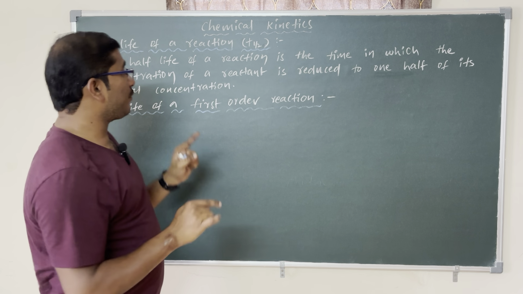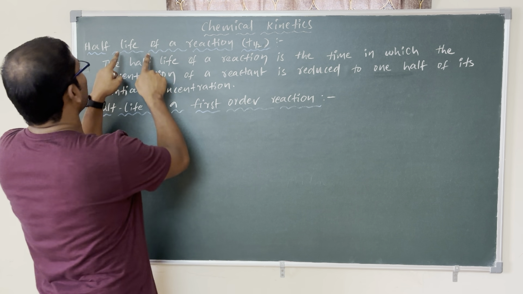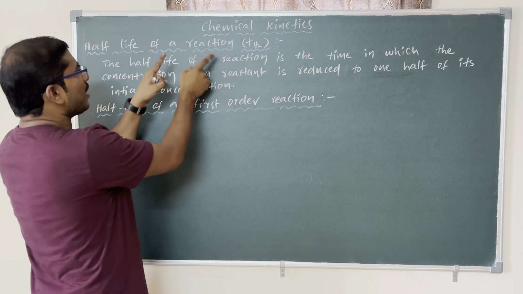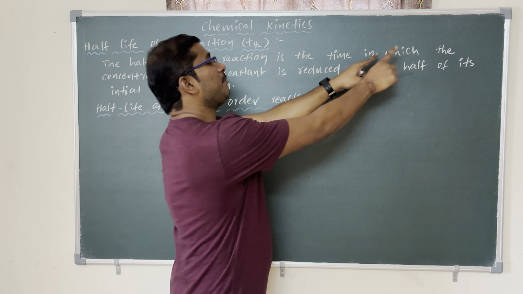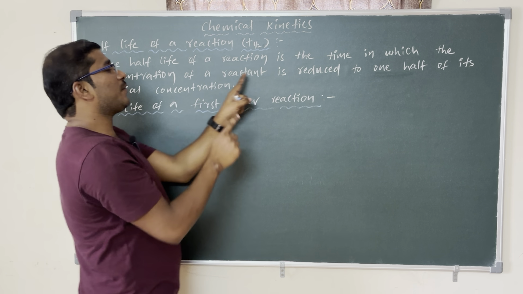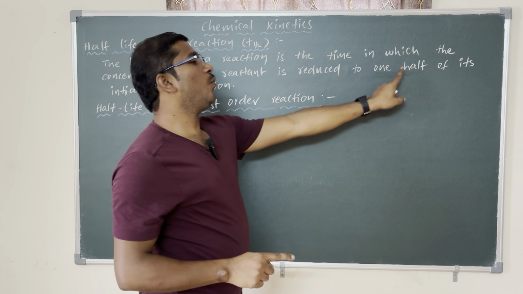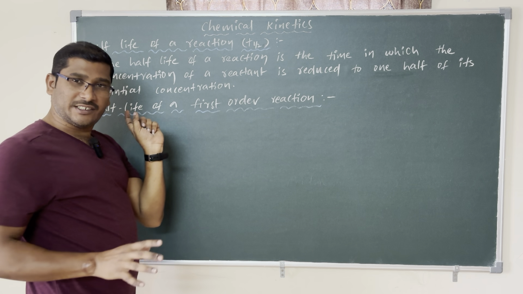Now, coming to the half-life of a first order reaction. In the previous video we discussed the half-life of a reaction very clearly. What is the half-life of a reaction? The half-life of a reaction is the time in which the concentration of reactant is reduced to one half of its initial concentration.